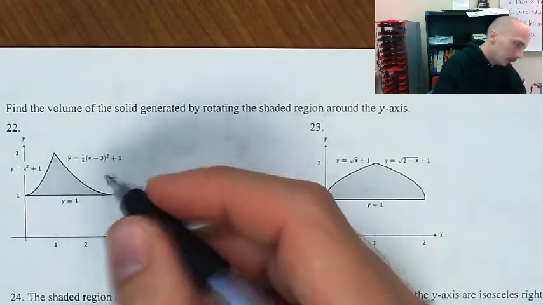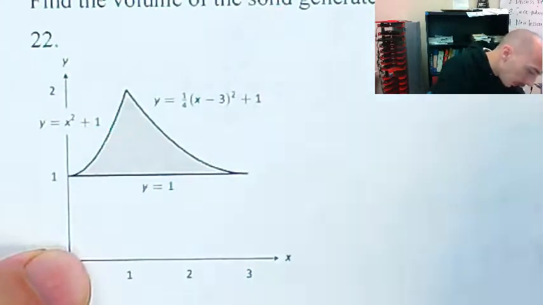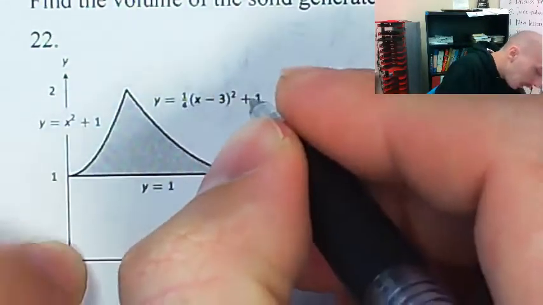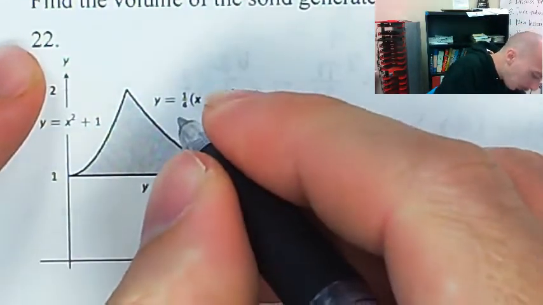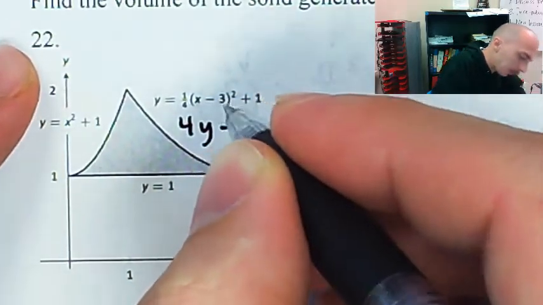All right, so rotate the region around the y-axis. Oh boy. Let's zoom in a couple more times. And I'm going to just solve for x on these because I know if I'm rotating around the y-axis, I'm going to have x as a function of y. So y minus 1, and then I'm going to multiply it by 4. So I'll get 4y minus 4 equals x minus 3 squared.